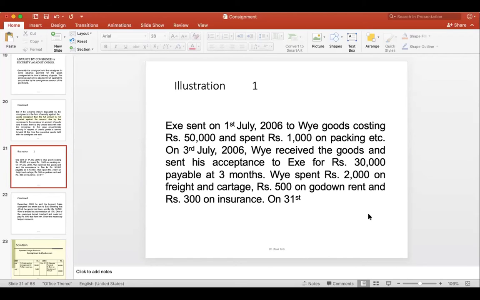What is this 50,000? This is the value of the material sent, and spent 1,000 on packaging. On 3rd July 2006, Y received the goods and sent the communication that he has received the goods, his acceptance to X for 30,000 payable in 3 months. Now, what is this 30,000? Advance. Why spend 2,000 on freight? These are all Y's expenses.